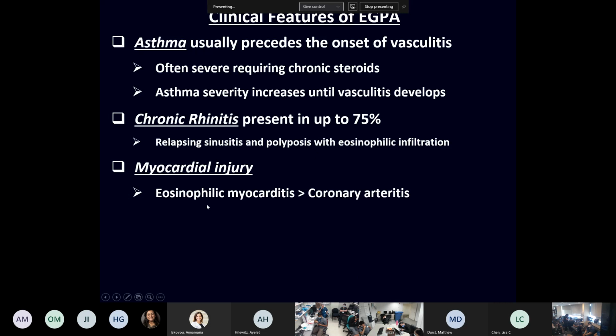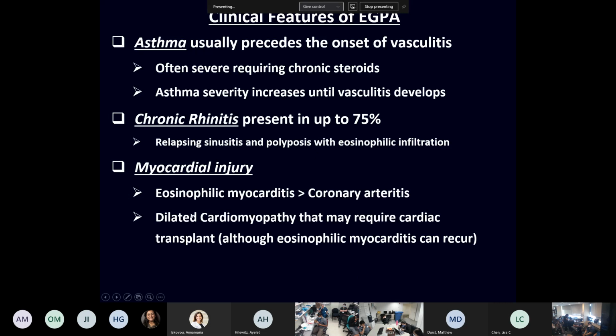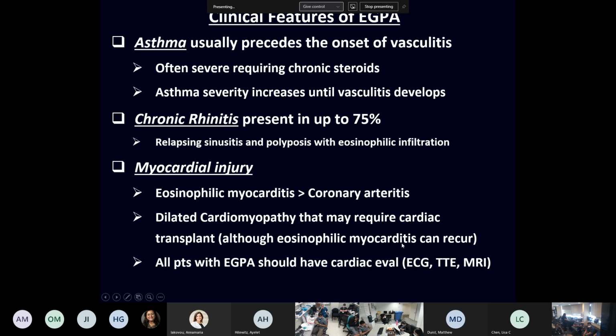So you get eosinophilic myocarditis, dilated cardiomyopathy. These patients may require cardiac transplant, but note that eosinophilic myocarditis can recur. And it's very important that all patients with EGPA should have a cardiac evaluation, including an echo, including a cardiac MRI. They may also have pericardial effusion. It's unknown if that's because of the underlying heart failure or primarily because of the EGPA itself.